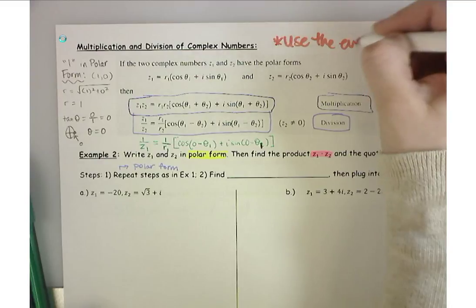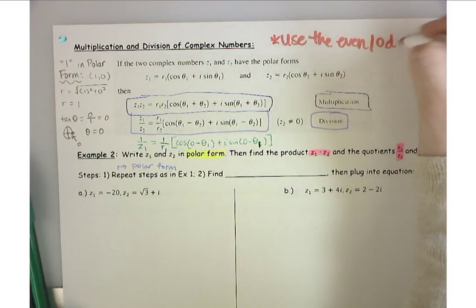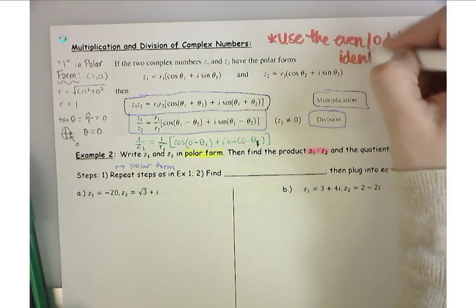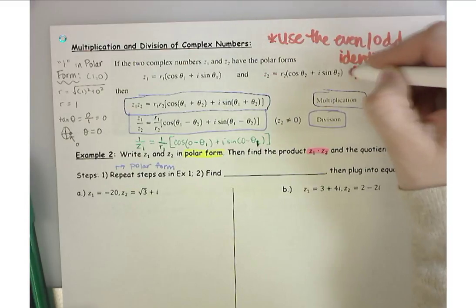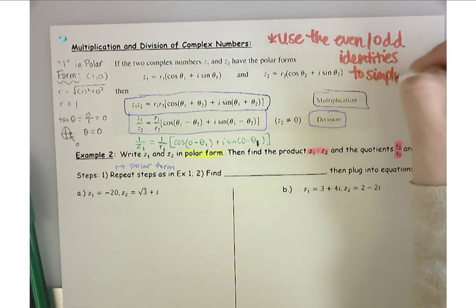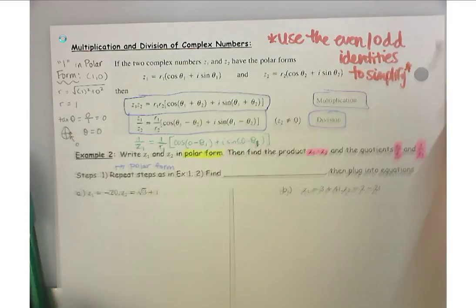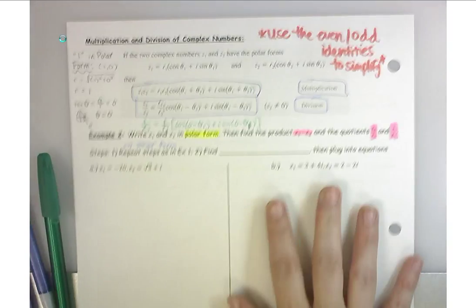even and odd identities to simplify. Okay, you're going to have to use the even and odd identities to simplify.